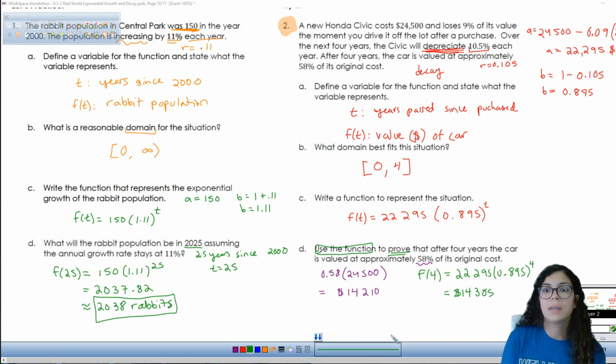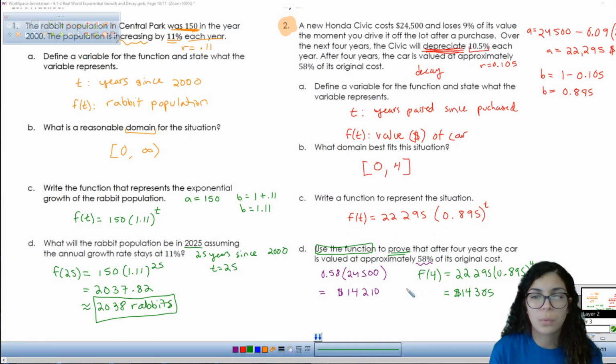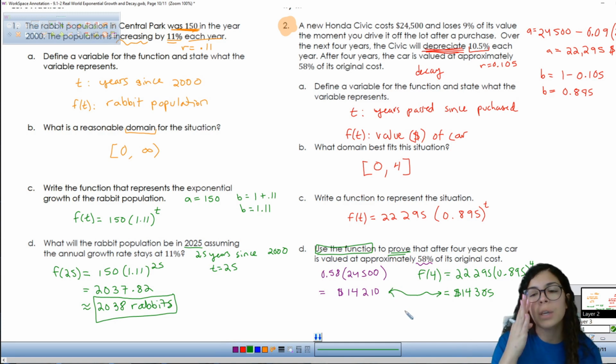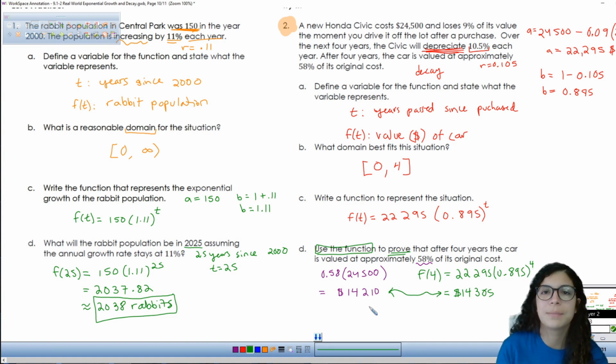Okay, obviously this was at exactly 4 years, so it is roughly close. You could see that they are very close in price. It's only like about $100 difference. So you can see, yes, it is in fact after 4 years. Like let's say maybe if I tried 4.01 or if I tried 4.1 or something like that, then it would probably be closer to that 14,210. So it is approximately 58% of the original cost.